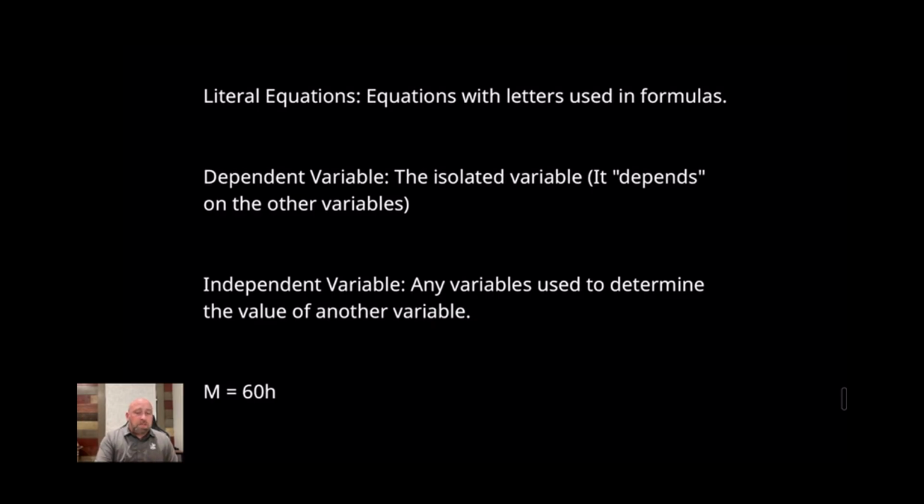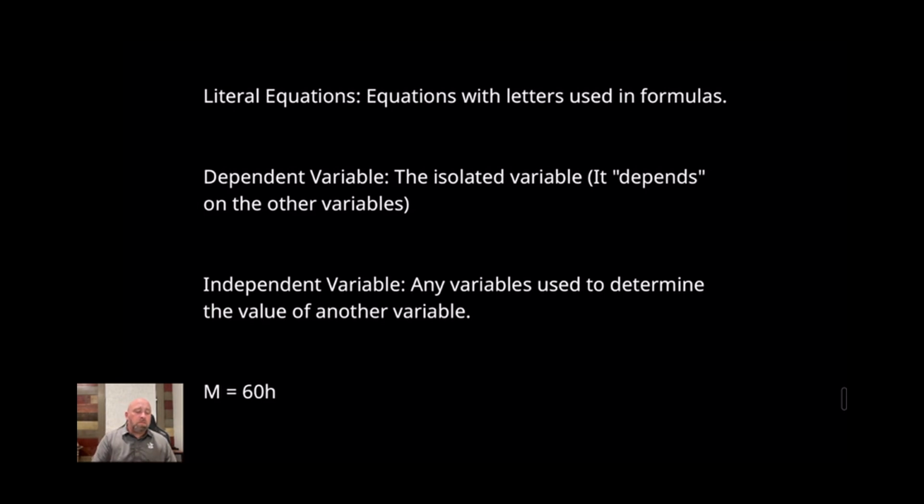All right, so the dependent variable is the isolated variable. For example, if you have volume, V equals LWH, that V, the one that's by itself, is what's called a dependent variable. It's called that because it depends on what the other things are. The volume is always length times width times height, but it depends on what the length, the height, and the width are. How big is this object? What are the dimensions of the object? That changes the V. It changes the volume.